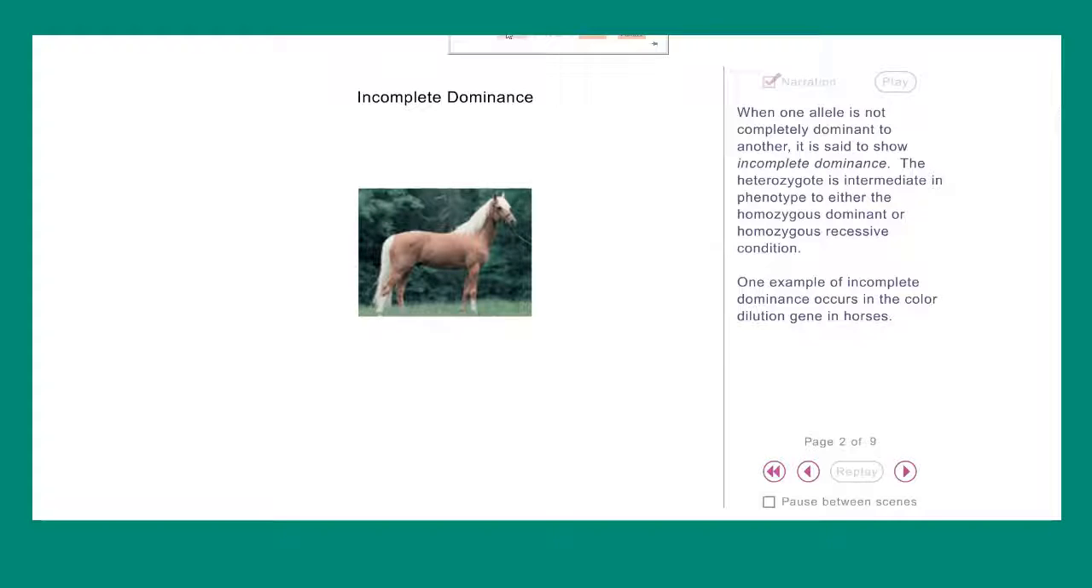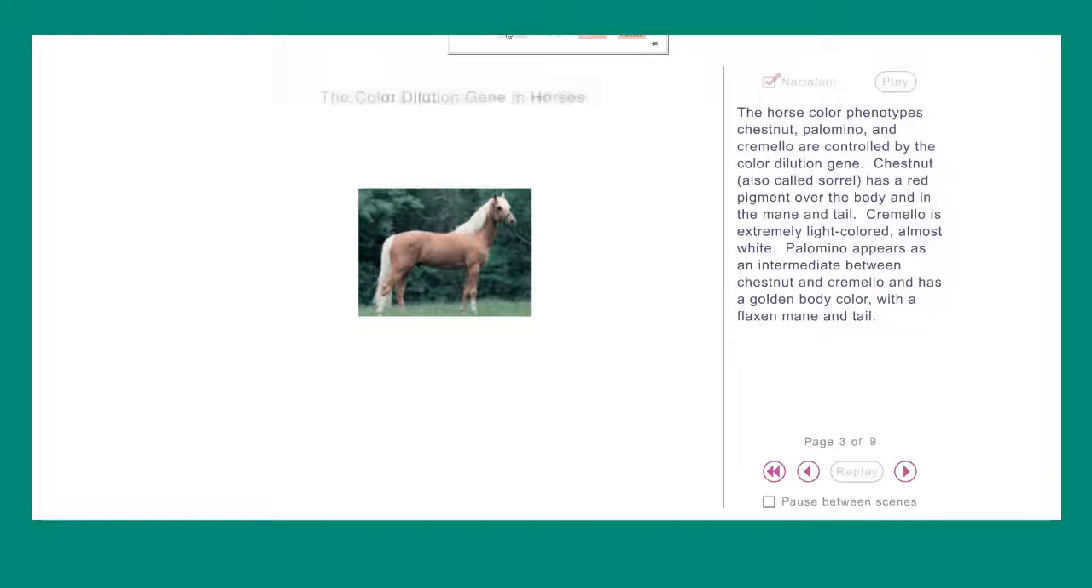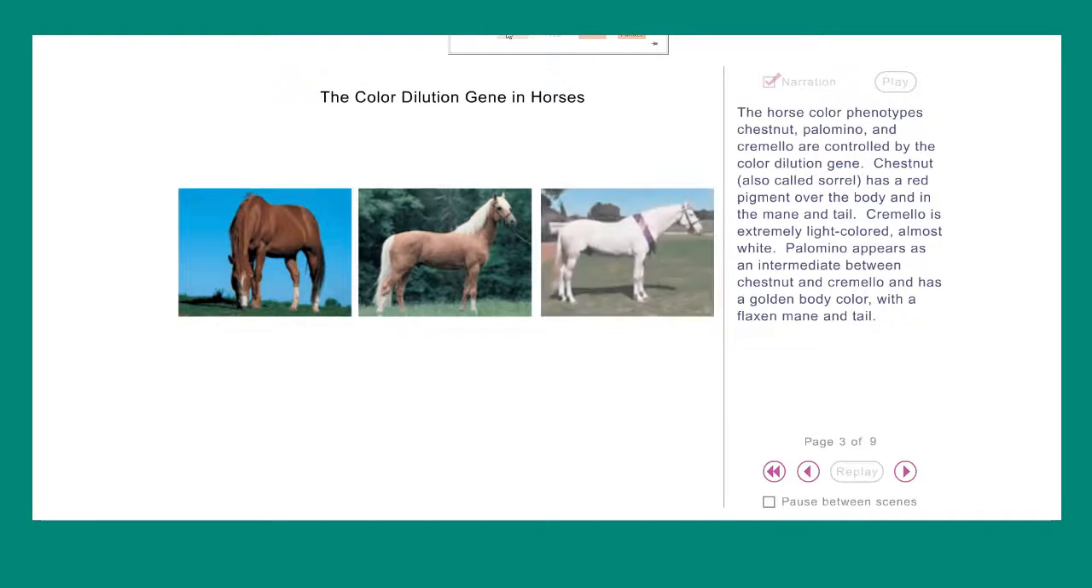One example of incomplete dominance occurs in the color dilution gene in horses. The horse color phenotypes chestnut, palomino, and cremello are controlled by the color dilution gene. Chestnut, also called sorrel, has a red pigment over the body and in the mane and tail. Cremello is extremely light-colored, almost white. Palomino appears as an intermediate between chestnut and cremello and has a golden body color with a flaxen mane and tail.